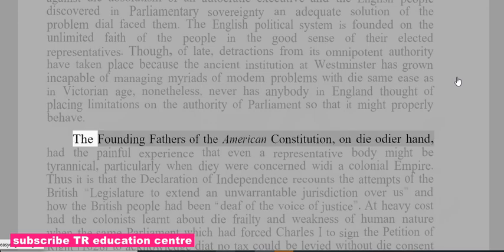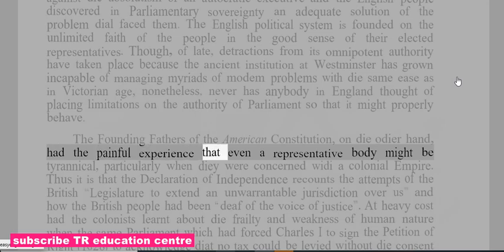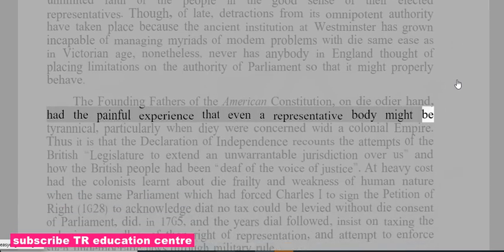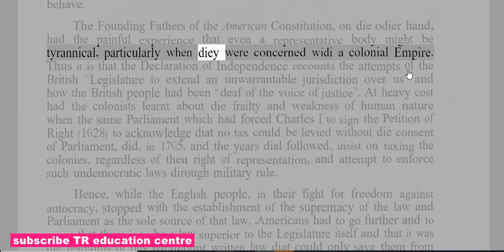The founding fathers of the American Constitution, on the other hand, had the painful experience that even a representative body might be tyrannical, particularly when they were concerned with the colonial empire.